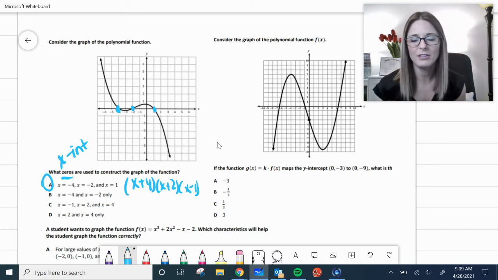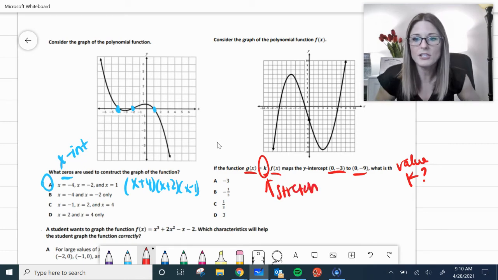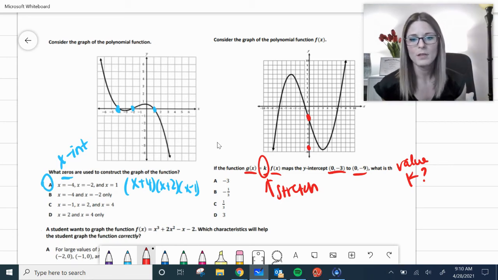All right. Second one, consider the graph. If function g of x equals k times f of x maps that y-intercept from 0, -3 to 0, 9, what is the value of k? I had to cut it off so it would fit on the paper. So sorry about that. So what was multiplied in front? They were super cool to tell us that. If you multiply in front, that is going to stretch your polynomial. So we're not just moving it up, or in this case, moving it down. It's going from 0, -3 to 0, -9, because we're going to stretch our polynomial a whole bunch.